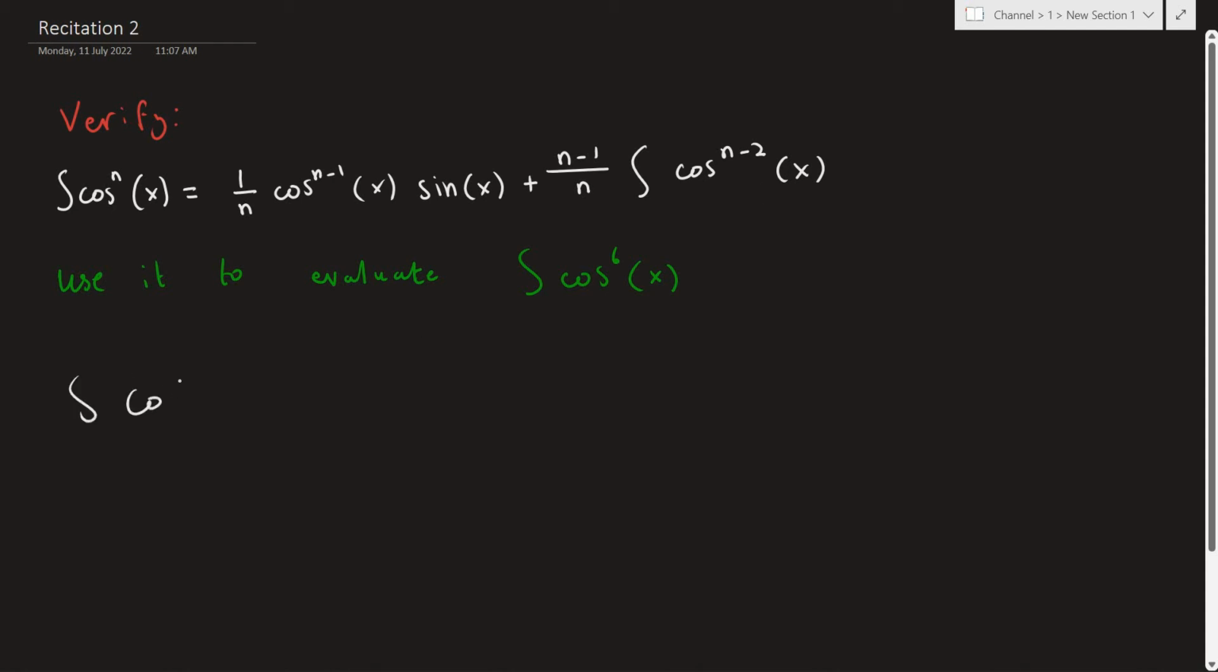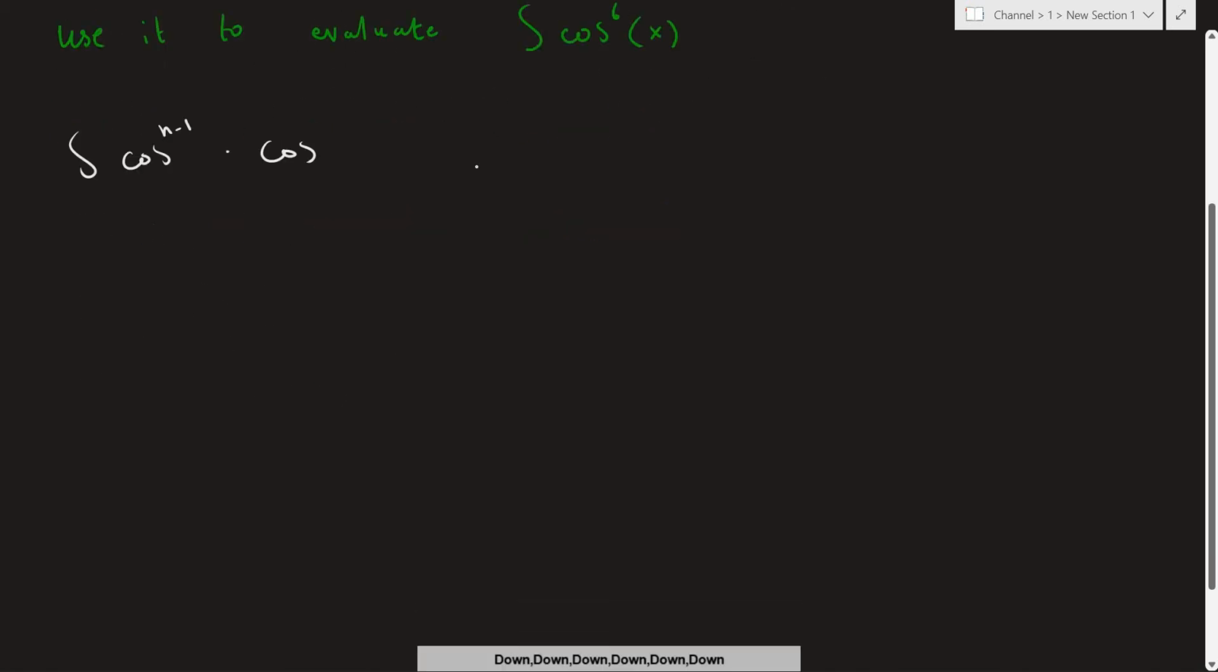So let's start by writing the question here, the integral of cosine^n. In the formula, I see cosine^(n-1), which means that they split cosine^n into cosine^(n-1) times cosine. This is exactly the same as cosine^n because we add the powers when we multiply, so n minus 1 plus 1 is n. Okay, so how do we continue? We use integration by parts.